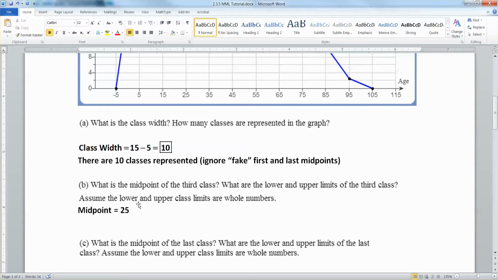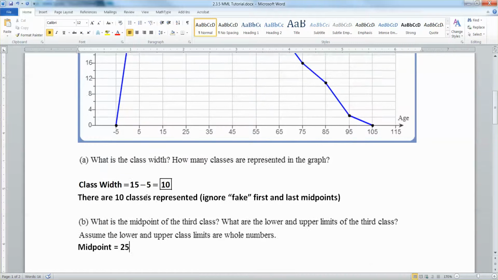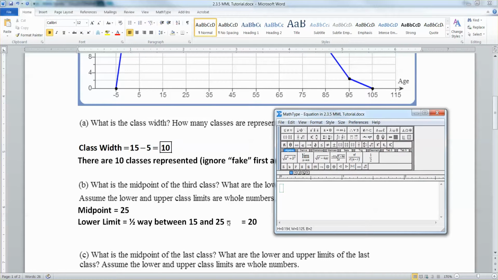Okay, so now we get to the trickier problem of what the lower class and upper class limits are. The midpoint of the class ahead of it is 15, and the midpoint of this class is 25. So the lower class limit will be halfway between 15 and 25, which would be 20, right? You're finding the number that's halfway between 15 and 25. That's the average of 15 and 25, if you will. So you take 15 plus 25, add them up and divide by 2, and you will get 20.